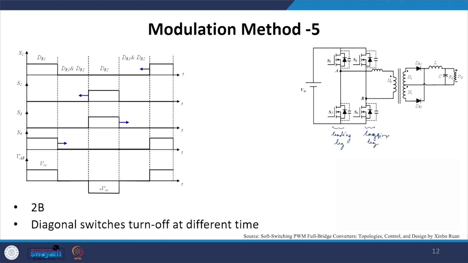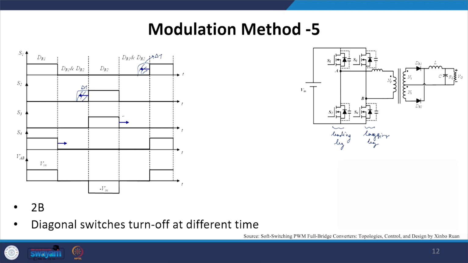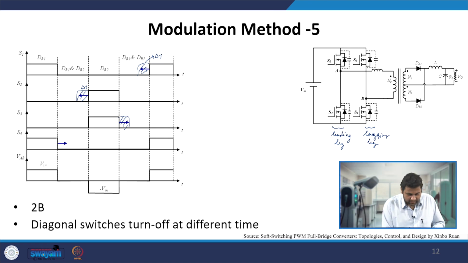In both the legs we are adjusting the turn on time, and it is adjusted in such a manner that the turn on period of the lagging leg and leading leg switches is still not equal to Ts by 2. So this is the delta T, we are doing changes. In the leading leg we are adjusting the turn on period in the forward direction. In the lagging leg we are delaying the turn off instances in the backward direction, by delta T period, and this delta T is always less than 1 minus dTs by 2 period.